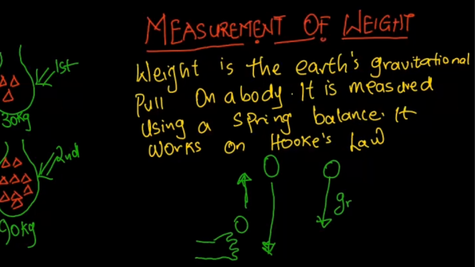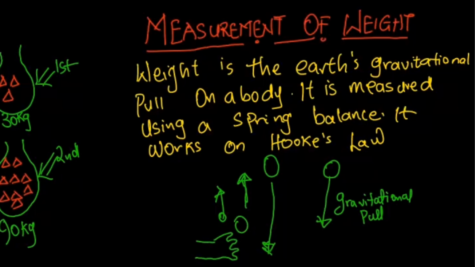Due to the influence of gravitational force or gravitational pull. So we define weight as the earth's gravitational pull on a body. So if I throw a ball upwards, the ball gets to a certain height and starts coming down. Why will that ball descend, or why will that ball drop back to the earth's surface? Because of the effect of gravitational pull.